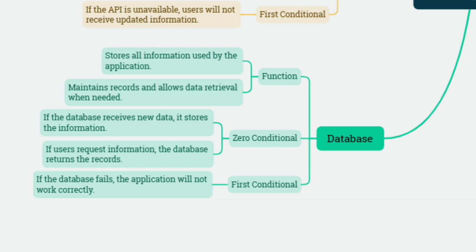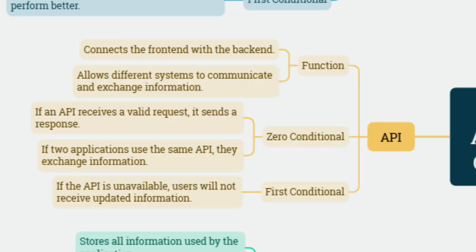Database. Its function is to store all information used by the application, maintain records, and allow data retrieval when needed. If the database receives new data, it stores the information. If a user requests information, the database returns the records. If the database fails, the application will not work correctly.